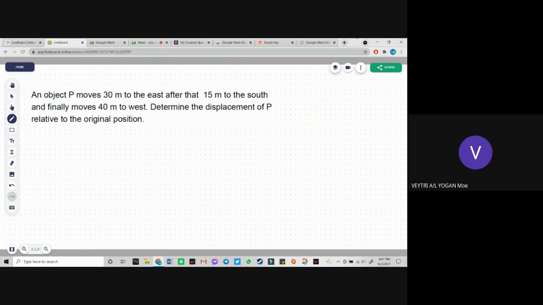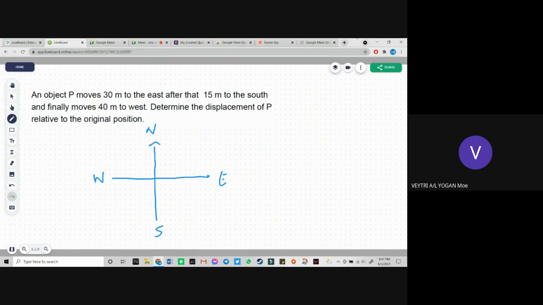Now, an object P moves 30 meter to the east, after that 15 meter to the south, and finally moves 40 meter to the west. Determine the displacement of P relative to the original position. Okay, now they're talking about north, south, east, west kan? Automatically draw. North, south, east, west, label. East, west. Okay, step number one.